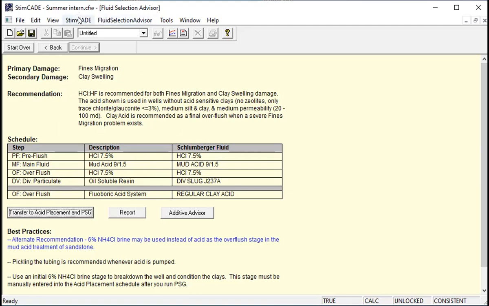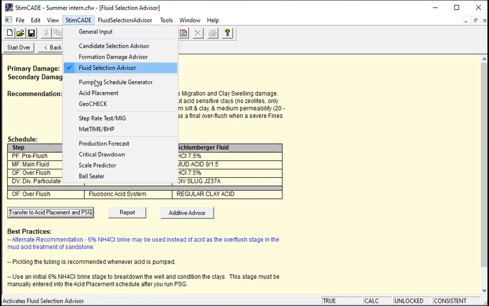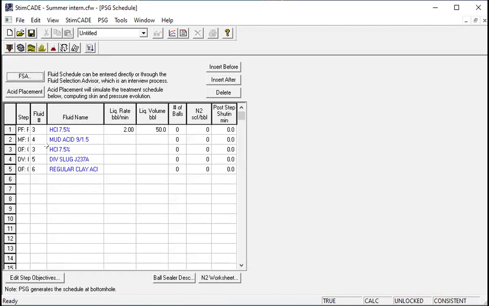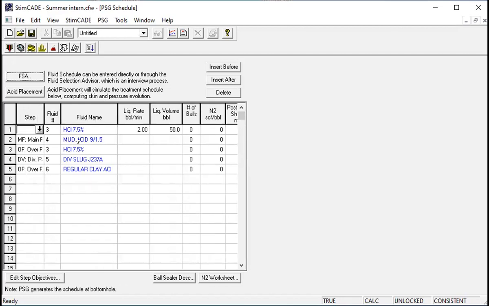All right, we now go to our StimCADE again, and we take the next one, which is our pumping schedule generator. So we take our pumping schedule. These are the acids that we have in our first step. We could always open this up. These are the acids that we have, and we are accepting that we can use the acid. Then at what rate do you want to use these acids? That one also has to be defined.